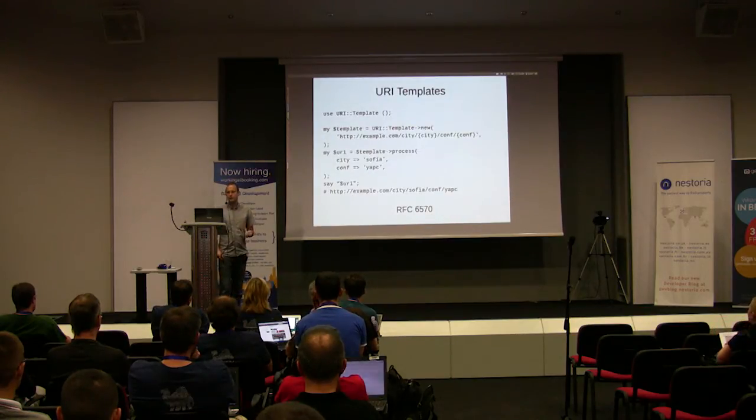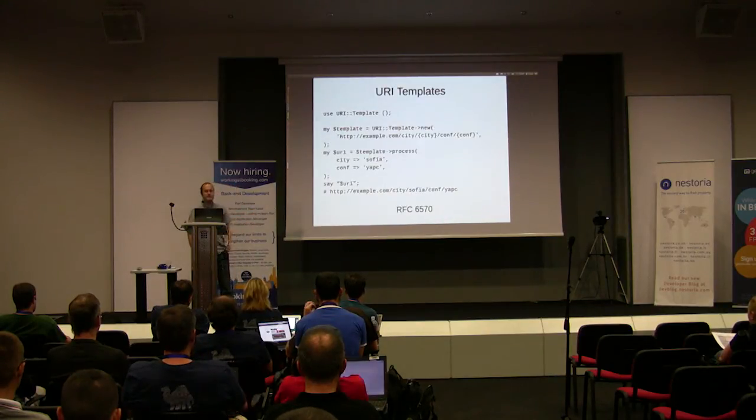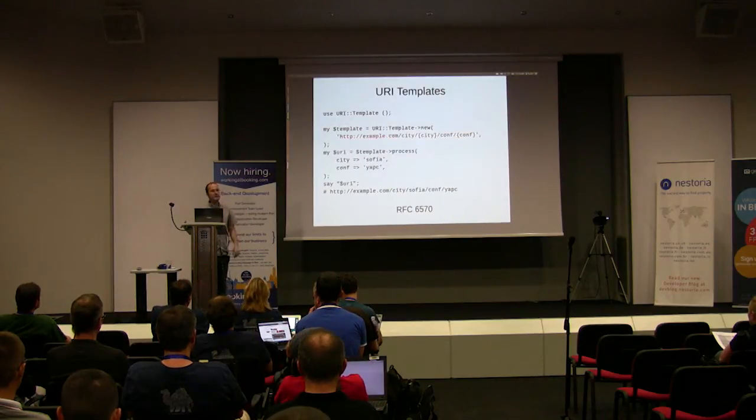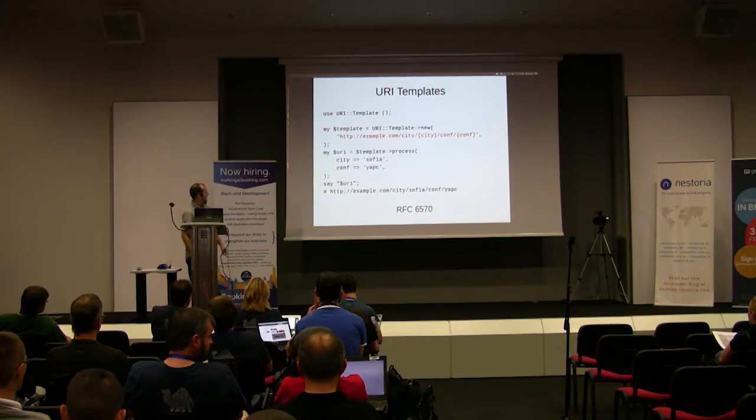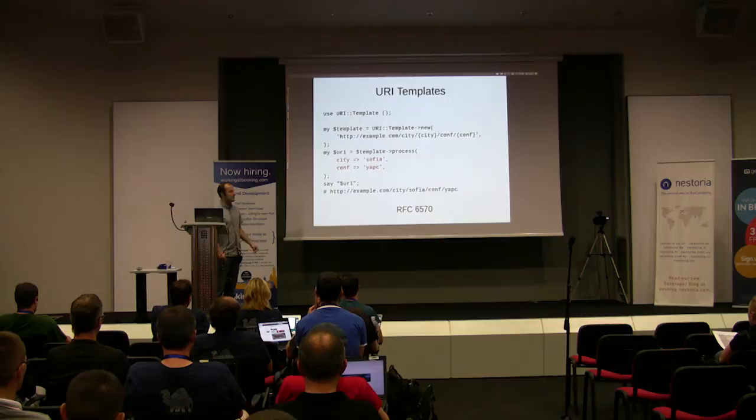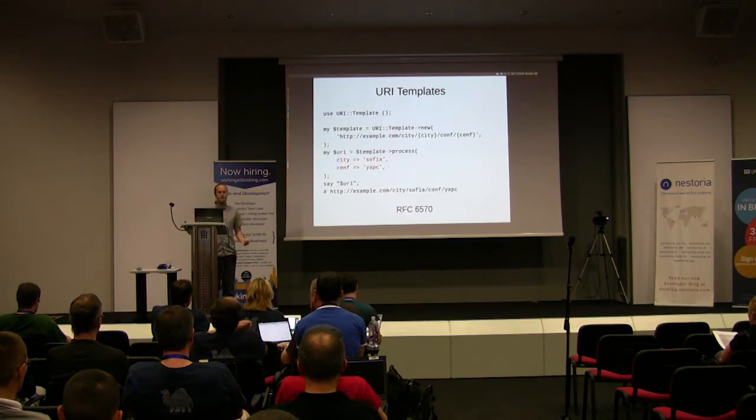Something that I use a lot when I'm writing web clients is URI templates. Again, at the bottom, there's an RFC number, so this is an internet standard. And URI templates are implemented in loads of languages, not just Perl. The example here is of two parameters. The curly brackets denote parameters. You pass in some variables to populate those parameters. The URI template module deals with escaping them for you, so you don't need to worry about escaping.